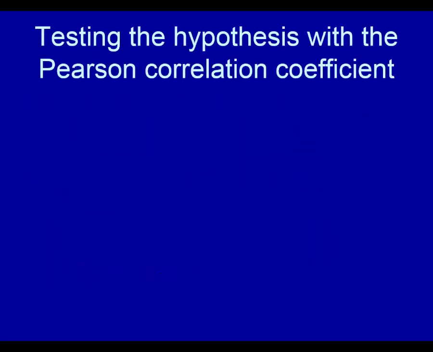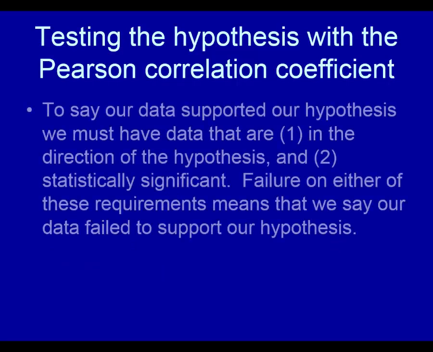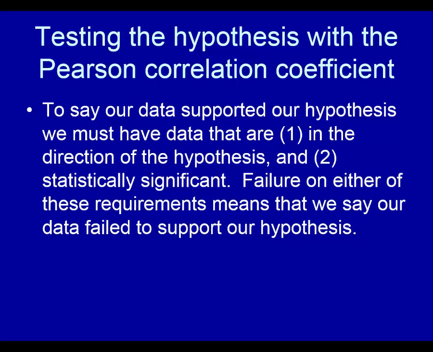So let's look at the question of testing the hypothesis with the Pearson correlation coefficient. To say our data support our hypothesis, we must have data that are one, in the direction of the hypothesis, and two, statistically significant. Failure on either of these requirements means that we say our data fail to support our hypothesis. You have to have both of those present in order to say your data supported your hypothesis.